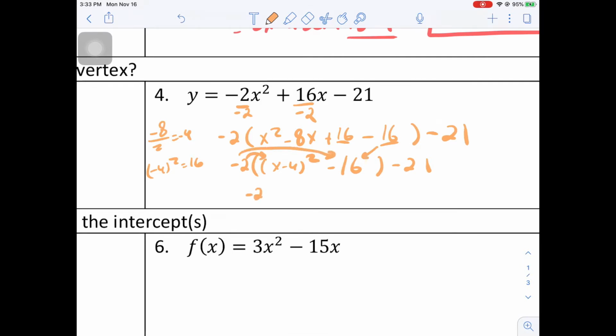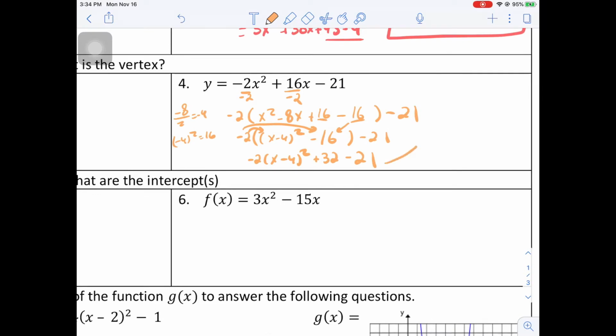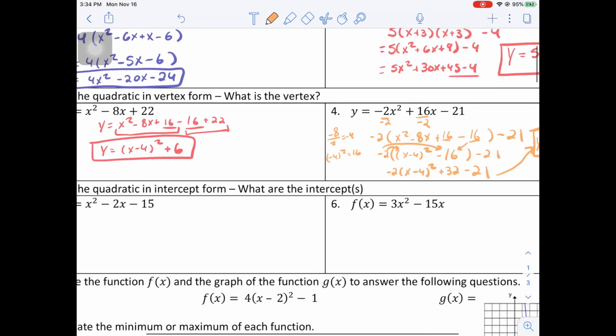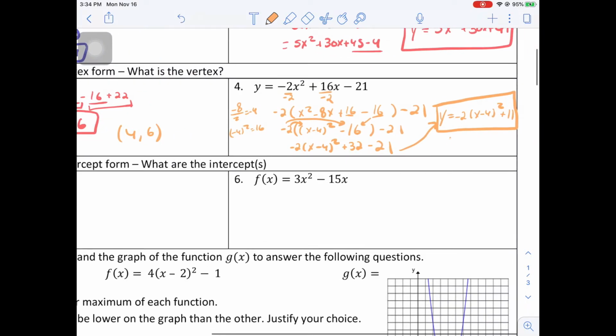Negative 2 times negative 16, because we need to distribute the negative 2 in. So you get negative 2, x minus 4 squared plus 32 minus 21. 32 minus 21 is 11. So then this final answer would be y is equal to negative 2, x minus 4 squared, and then that's going to be plus 11. All right, vertex for these two things, we have 4 and 6. And then for this one, we have 4 and 11.